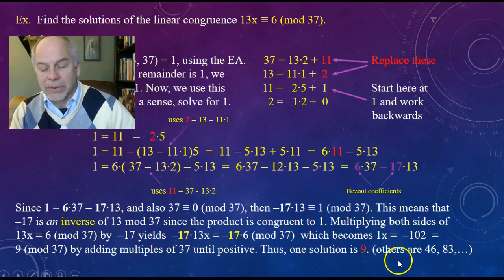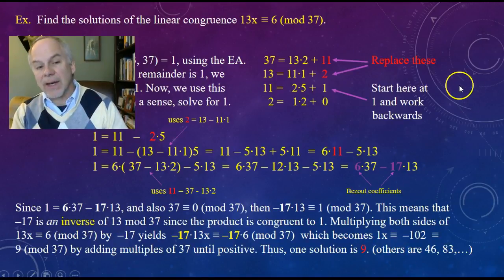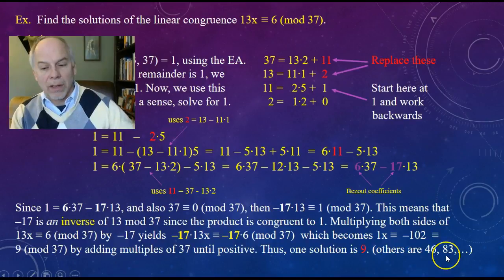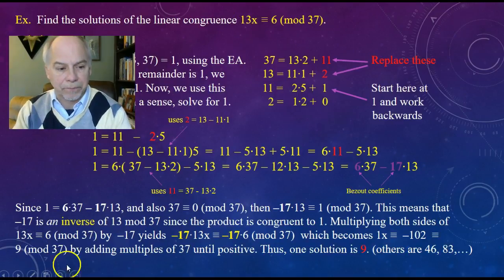Now, other numbers possible are 46, 83, etc. All we have to do is just add 37 to 9 and then add 37 again, and you can just keep getting more and more solutions to this equation, but you only wanted one solution to this equation.